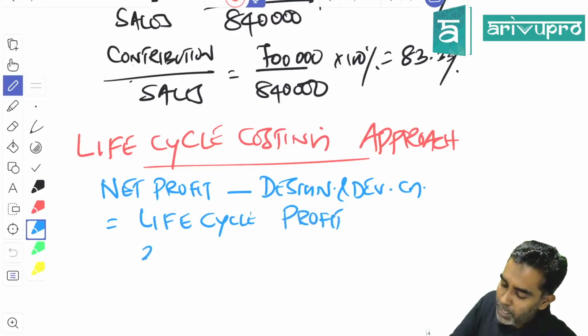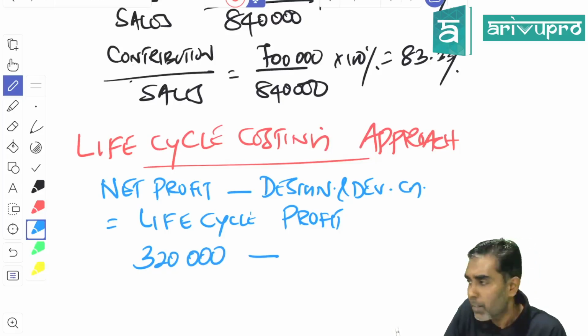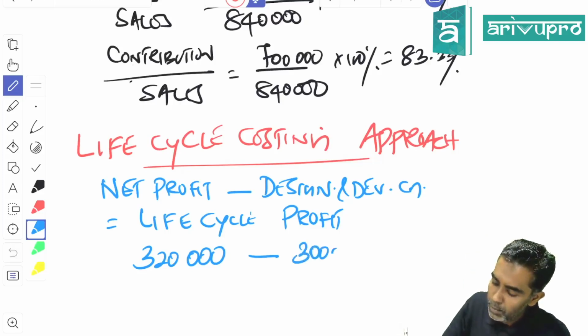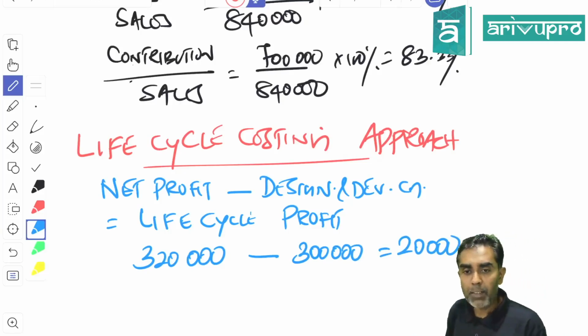That is $320,000 minus design and development, 300,000. Design and development cost, yeah, 300,000. Therefore, the profit is only 20,000.